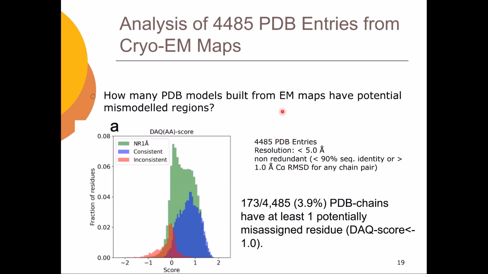So we also analyzed the over 4,000 PDB entries from cryo-EM maps, those PDB entries which do not have 2 versions. Well, technically I could not exactly tell if the flagged residues with negative score are really wrong or not. But if I check the residues with a DAQ score less than -1, which is a very significantly low score, about 4% of PDB chains have at least 1 residue with this score.